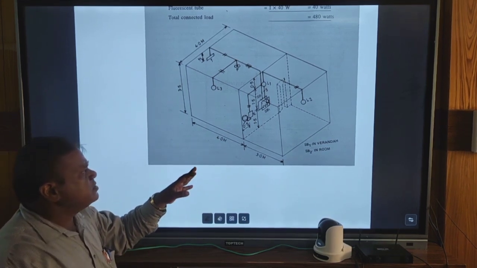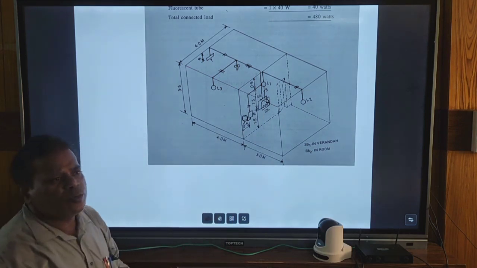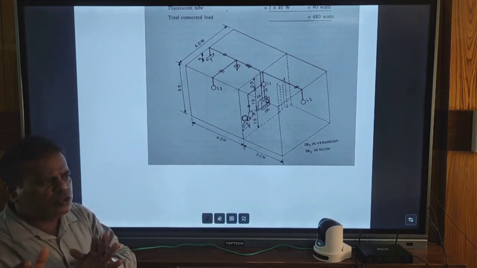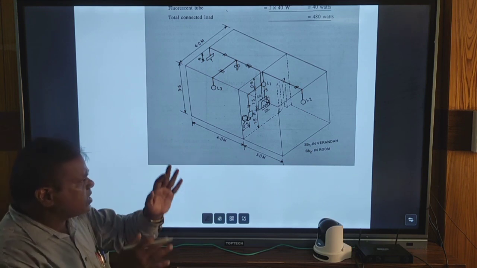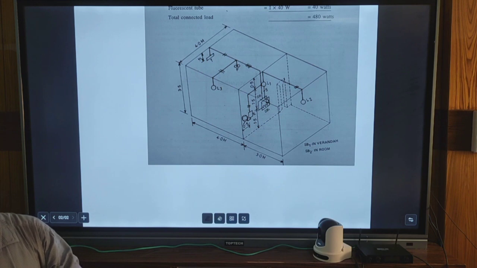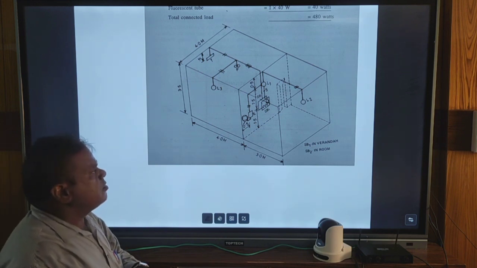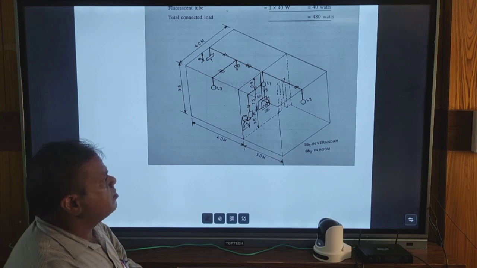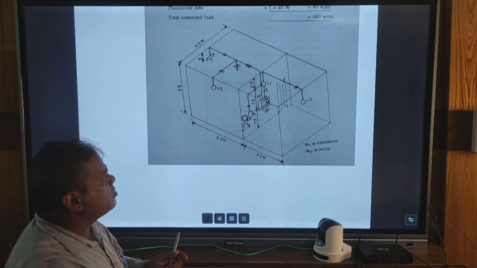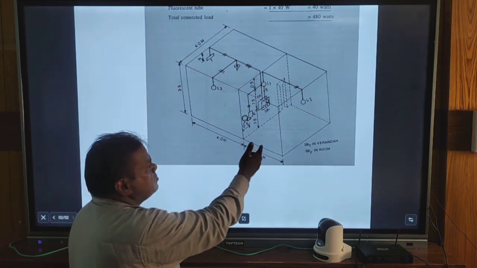How? Running earth should be given to the plug point from the safety point of view. So the length of the earth wire should be measured and calculated. The next step is the wiring diagram. How the wiring diagram can be drawn from this isometric view. In the next page we'll see.